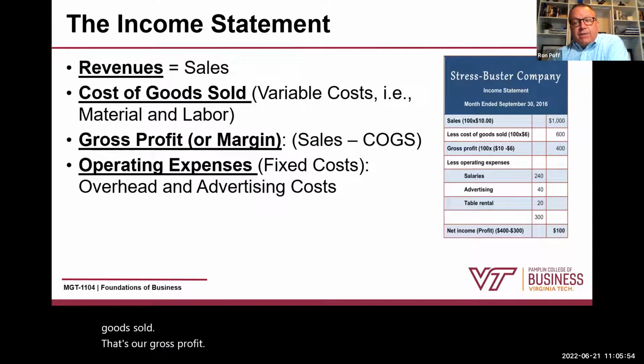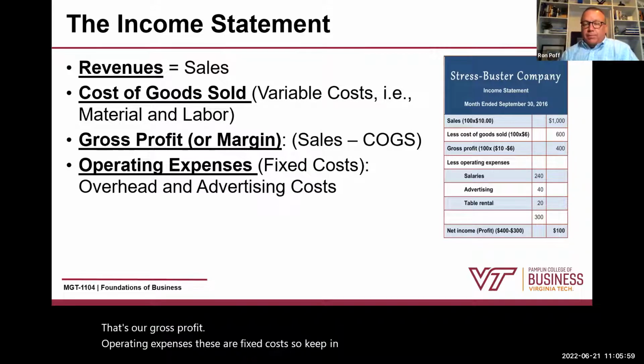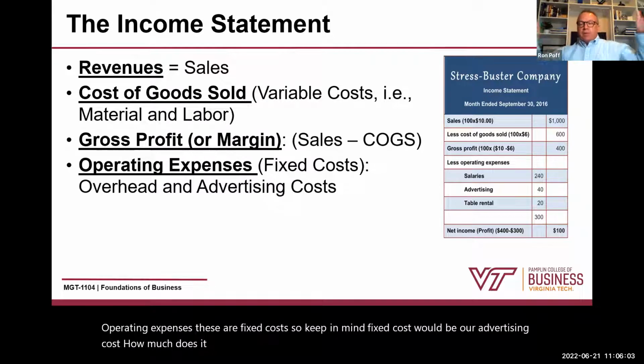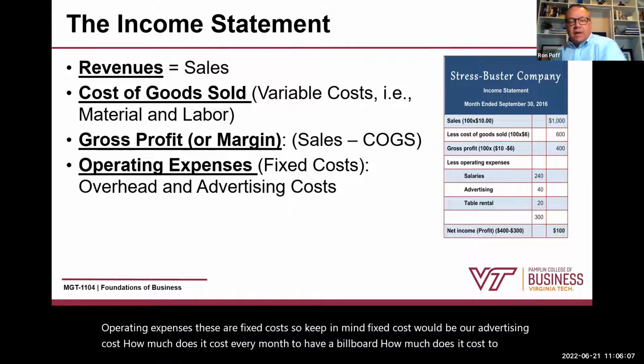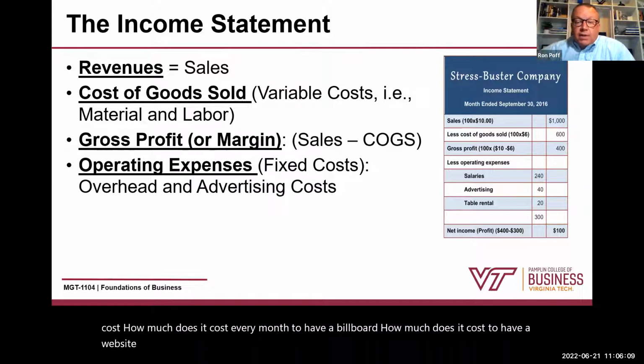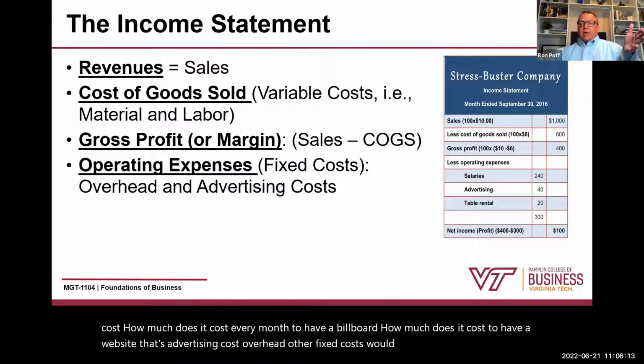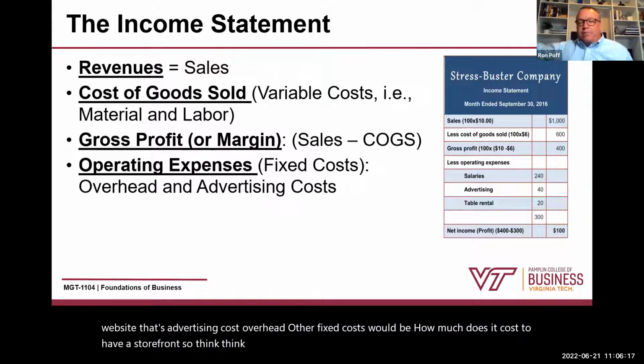Operating expenses, these are fixed costs. So keep in mind, fixed cost would be our advertising cost. How much does it cost every month to have a billboard? How much does it cost to have a website? That's advertising cost. Overhead, other fixed costs would be how much does it cost to have a storefront? So think about downtown Blacksburg and any one of those storefronts. Sharky's, for example, right there on the corner.